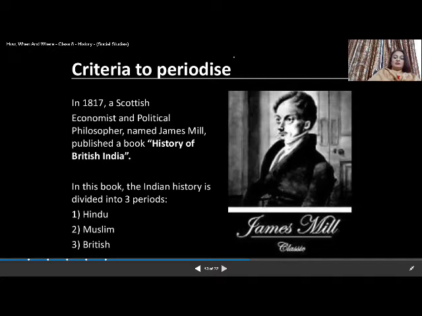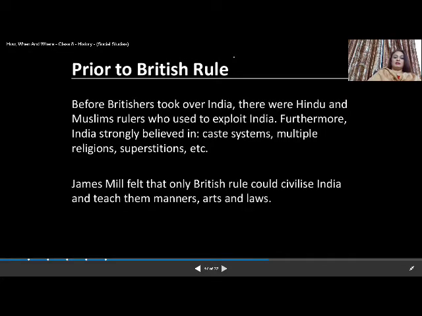And according to him, India is savage, India is backward, and India needed to be guided by the Britishers. Before the Britishers took over India, there were Hindu and Muslim rulers who used to exploit India. Everybody knows the Mughal emperors, the Gupta dynasty and the Maurya dynasty. Everyone says that India is about the Hindu and Muslim rulers. Furthermore, India strongly believed in the caste system. Multiple religions are there, superstitions are there.